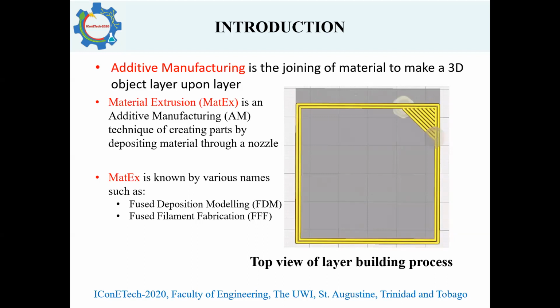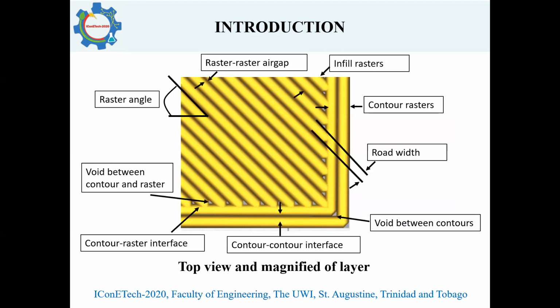This is a close-up of a single layer. From this, we can see the typical structure with many of these parameters being able to be specified by the user: raster angle, raster to raster air gap, infill rasters. Now, each one of these yellow lines is the material that was laid down by the nozzle, and we call one of those a raster. That's the tool path that it would take.